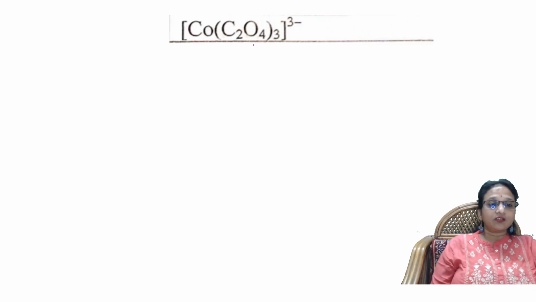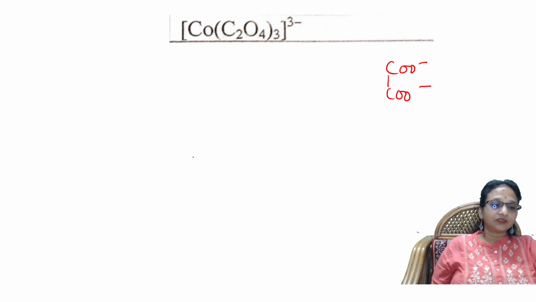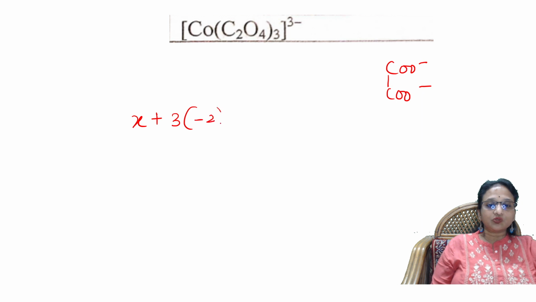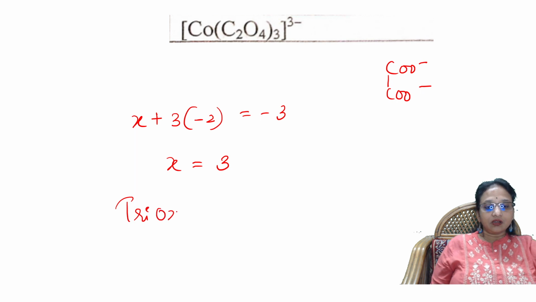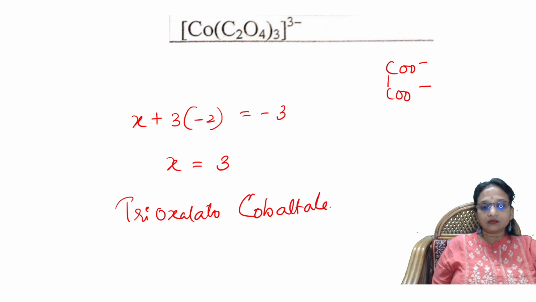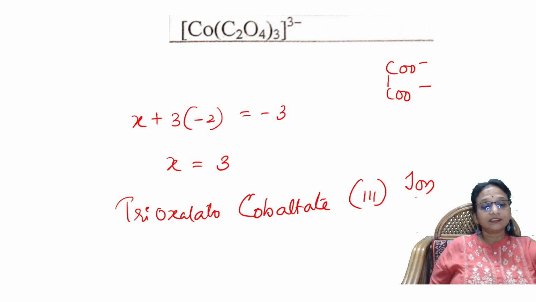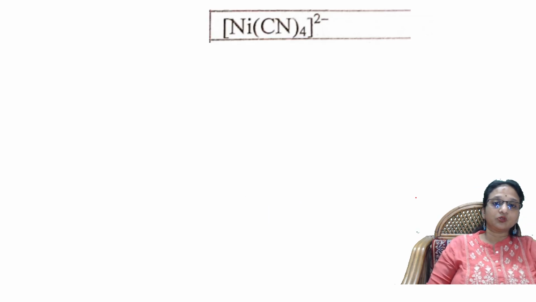Right. This is again oxalato. It's a bidentate ligand. Correct? How does it look? It looks like this. Oxalato. Name it. Cobalt is X. 3 into -2, plus the -1, -1, -2, is equal to -3. X is equal to 3. Name it. How many are there? Tris oxalato cobaltate 3 ion. Correct? Easy students? Easy. Let us see one more.